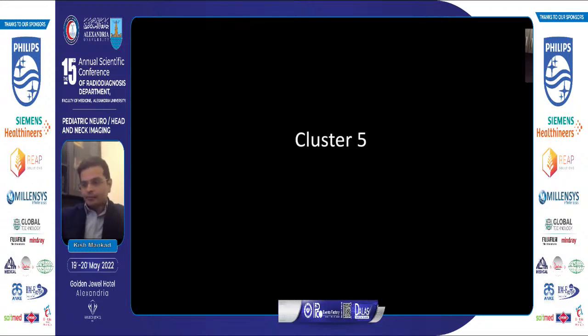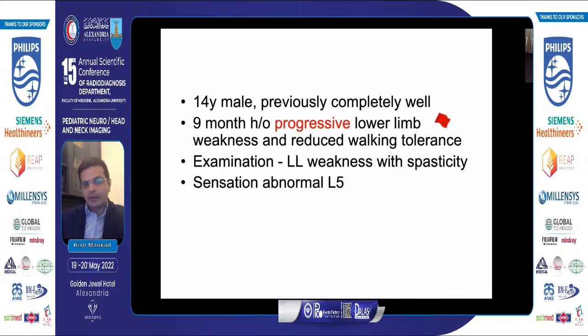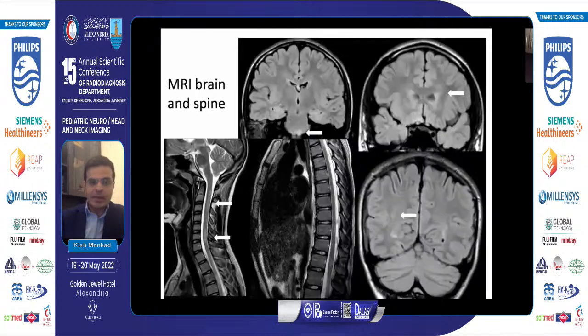Cluster 5, as we move towards some stray realms here, is a caution. This is a 14-year-old boy who was previously well and presented with progressive lower limb weakness. And progressive weakness is a red flag sign. They had reduced walking tolerance. Other problems started, sensations being abnormal. The imaging was not very helpful initially.